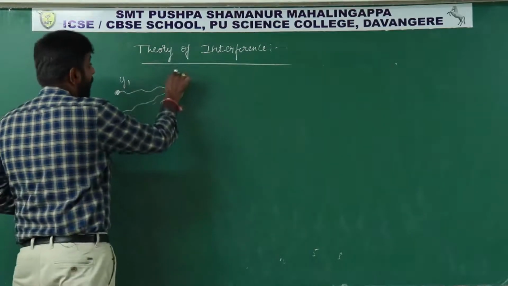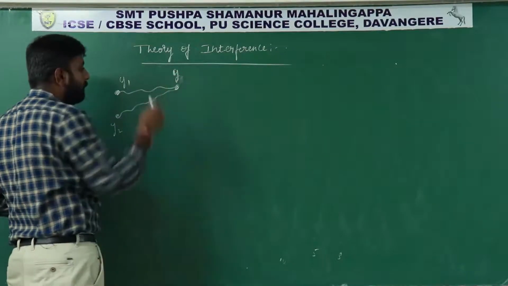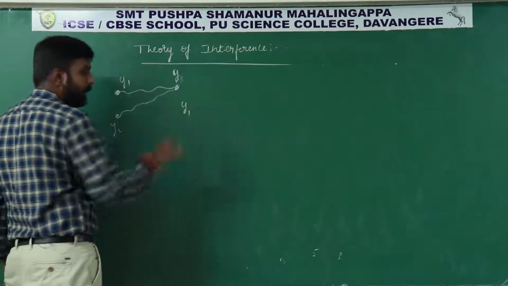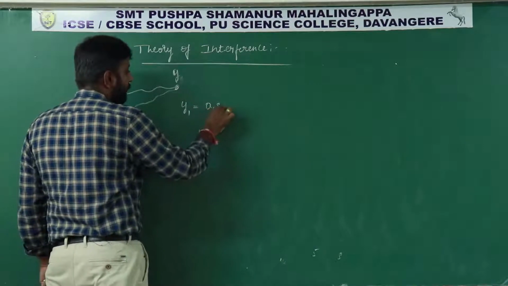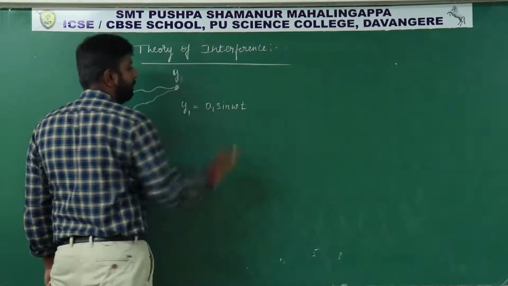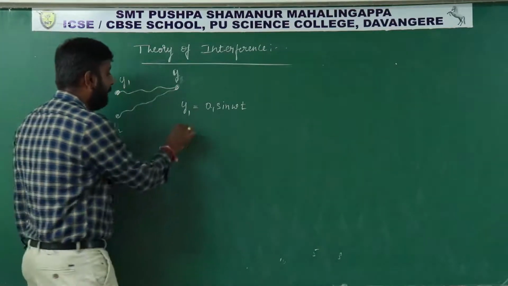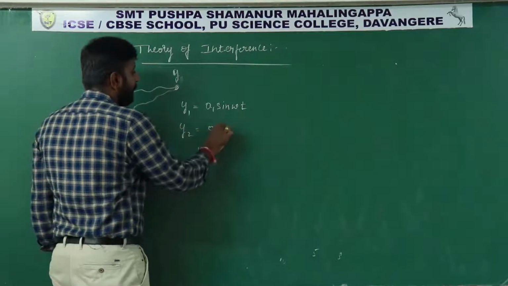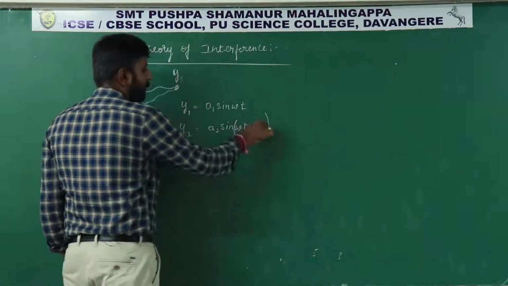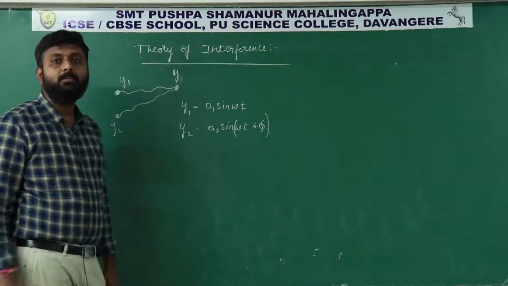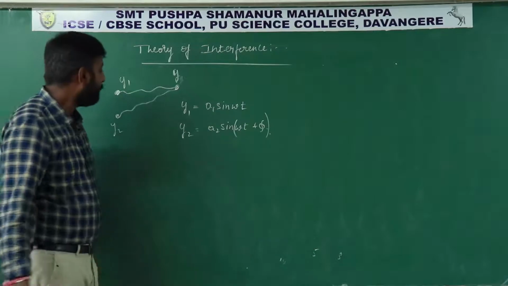That displacement, let us take it as y. The equation I will write. You have studied in waves. So for the first wave, y1 is equal to a1 sin omega t. This is the displacement equation for the first wave. And next, y2 is equal to a2 sin(omega t plus phi), where phi is what? Initial phase or phase difference between the two waves.